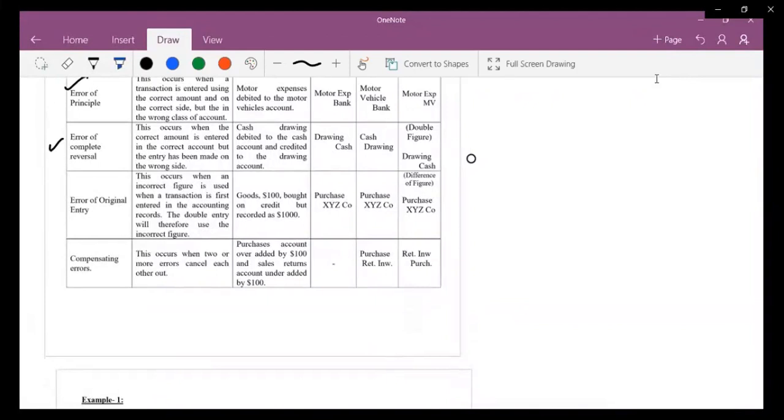For example, I give you this description first. These types of errors could be identified when the amount was correct, the accounts were correct, but the sides were wrong. For example, cash drawing debited to cash account and credited to drawings account.